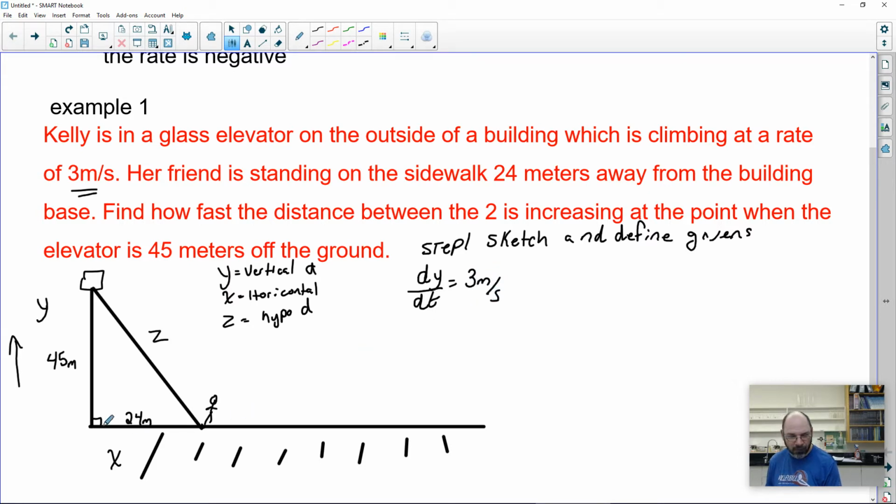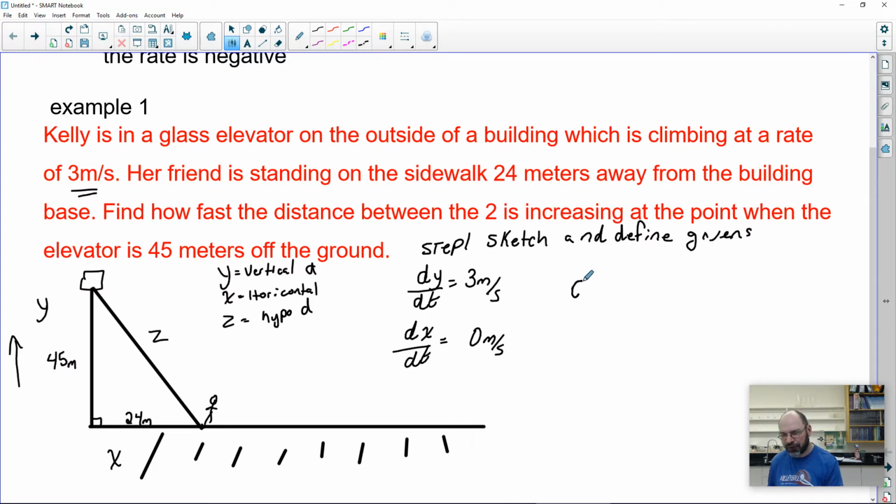Okay. Now, this rate here where her friend is, is she moving at all? No, she is not moving. So the person on the x-axis is not moving. So we know that dx/dt, she is not moving towards the building or away from the building. If she was, there would be a rate given. But because she is standing put, we know that she's moving at 0.